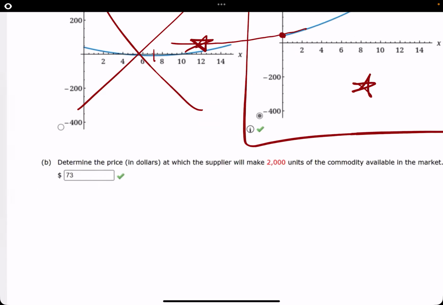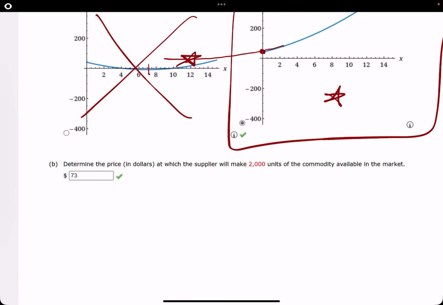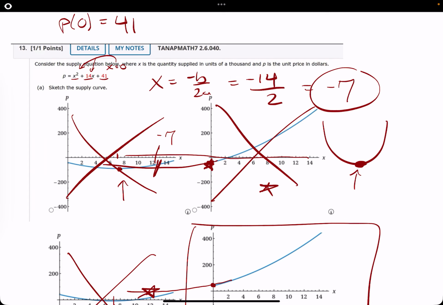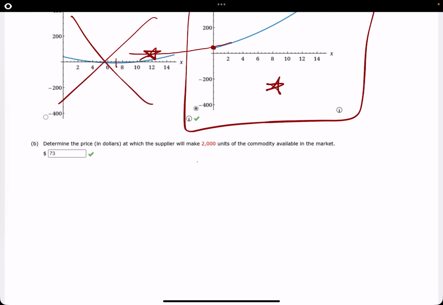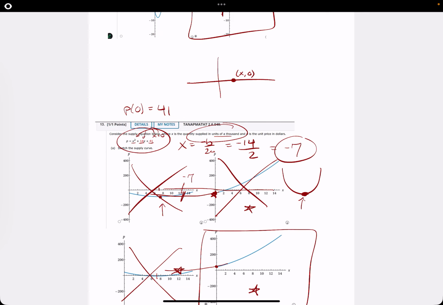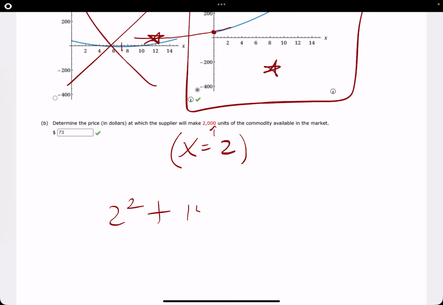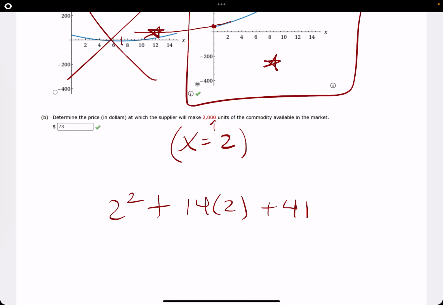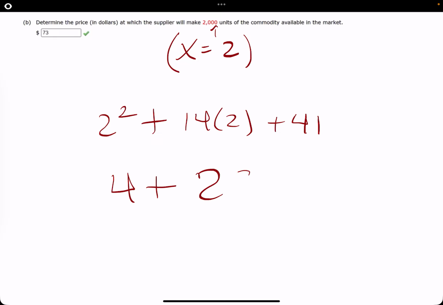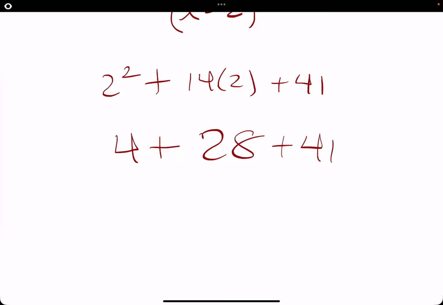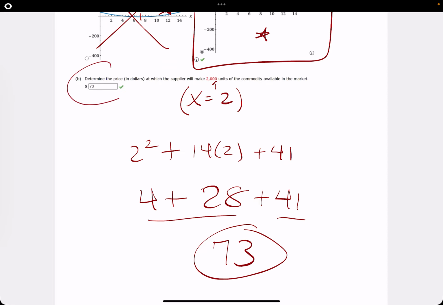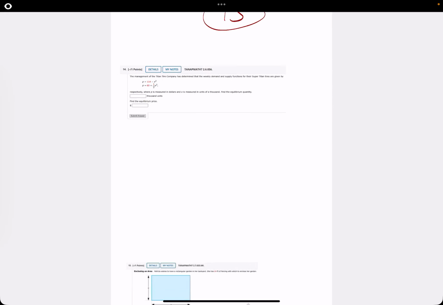Determine the price at which the supplier will make 2,000 units available in the market. So I think that's just plugging in 2,000, but also note that it's supplied in units of 1,000. So I think in this case, x equals 2 represents 2,000 units. So you just plug in 2 in place of x here. So you get 2 squared plus 14 times 2 plus 41, I think. So we'll go 4 plus 28 plus 41. We get 32 plus 41, that's 73. And that's our answer. Okay, that was number 13. Let's keep it going.